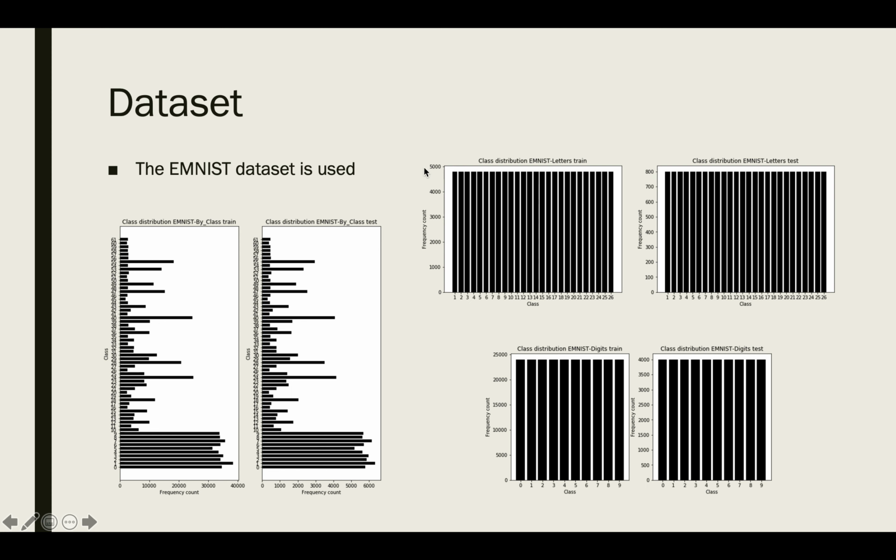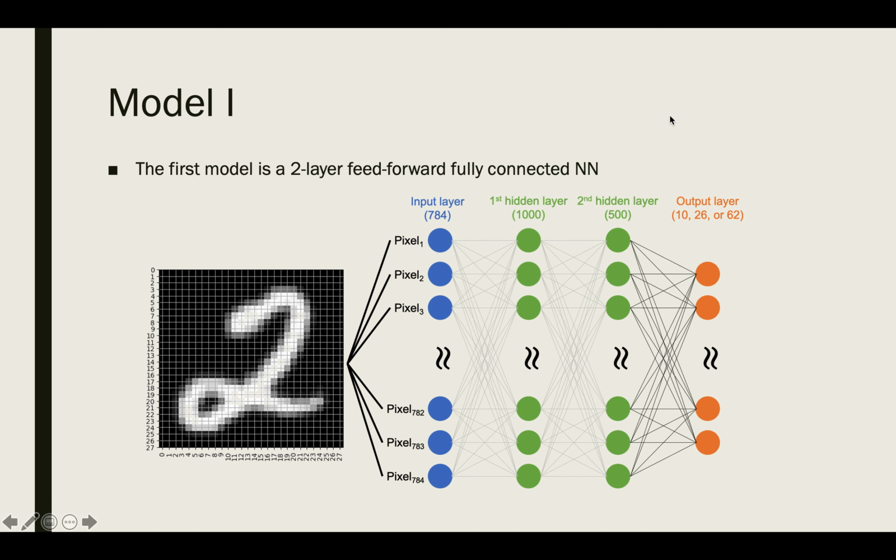Here we can also see the frequency of element classes in these 3 datasets. The by class dataset is not balanced, which means that we have more samples for the digits compared to letters, but the letters and digits classes are completely balanced, and we have the same number of samples for all of the classes.